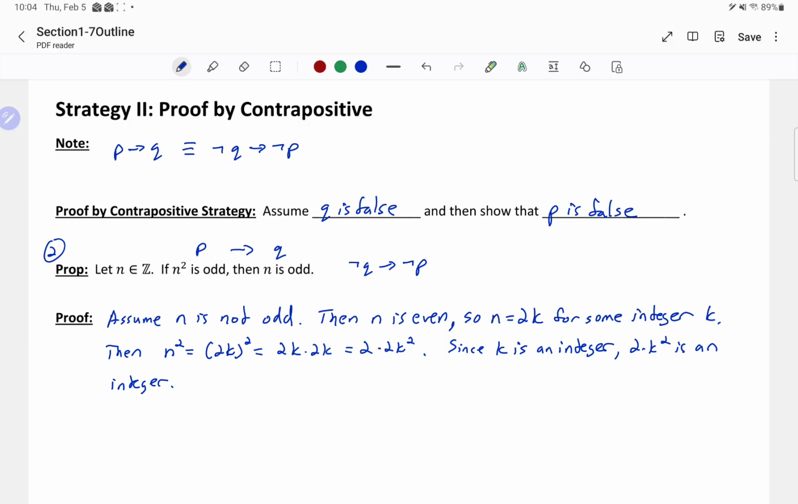Where did we get the extra 2 from? If I square this, I get 2k times 2k. So I kept the 2 here, and then I put k times 2k as 2k squared. You can do that? Yeah, that's just commutativity. Multiplication is commutative. So this is 2 times k, just 2k squared.